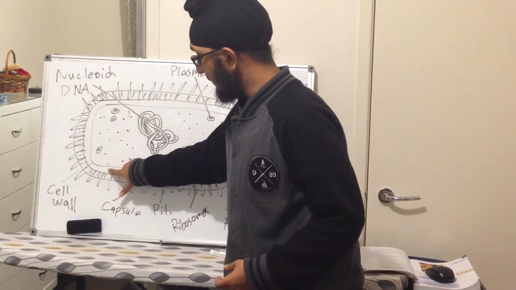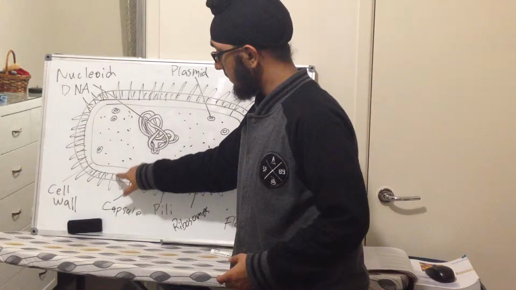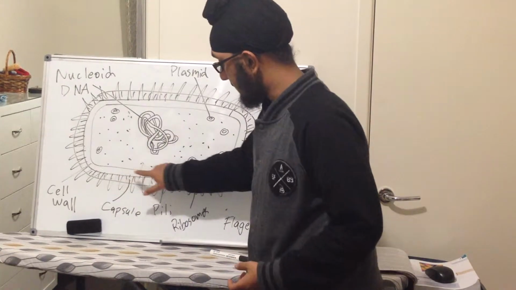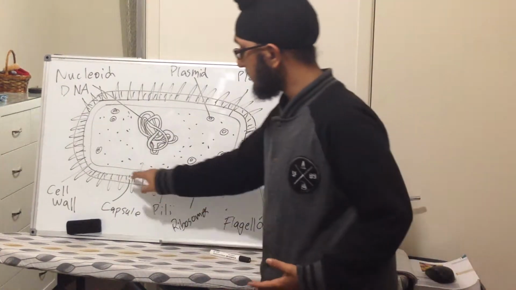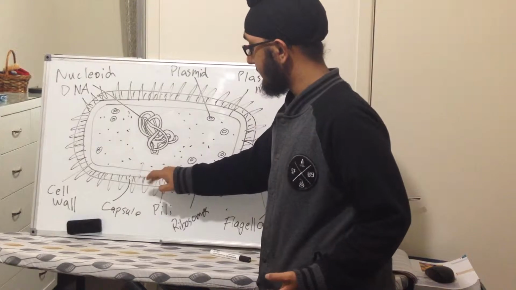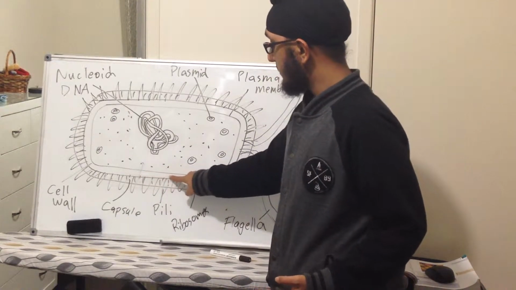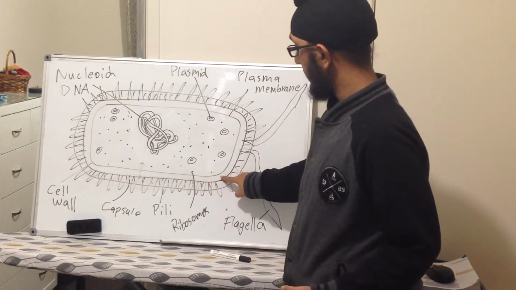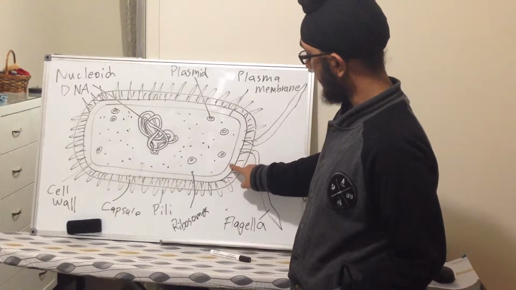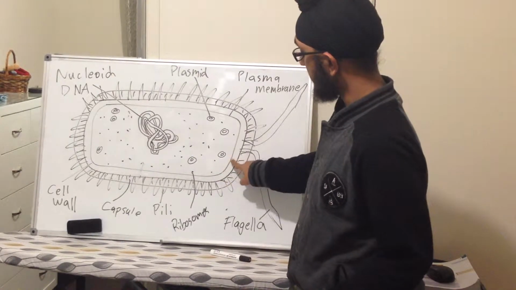Cell wall is this white region between the inner cell and this striped outer cell. They're not actually striped, but for easy representation, this white section is the cell wall.